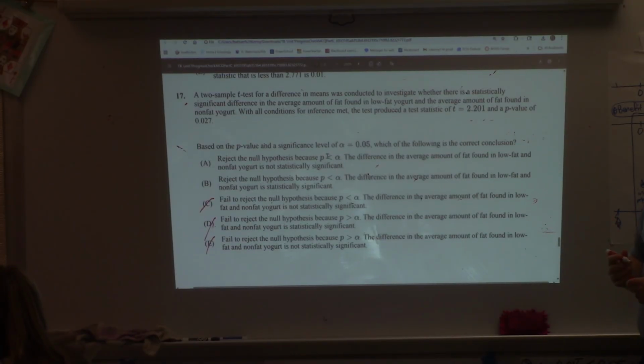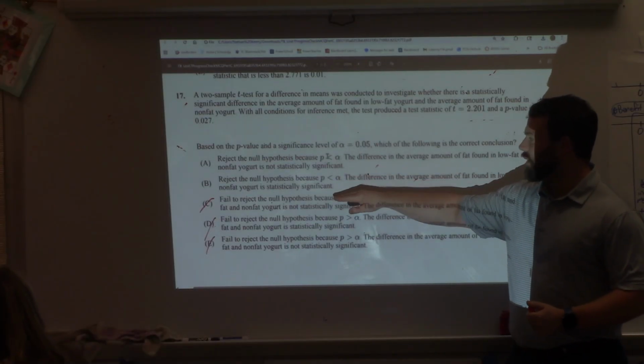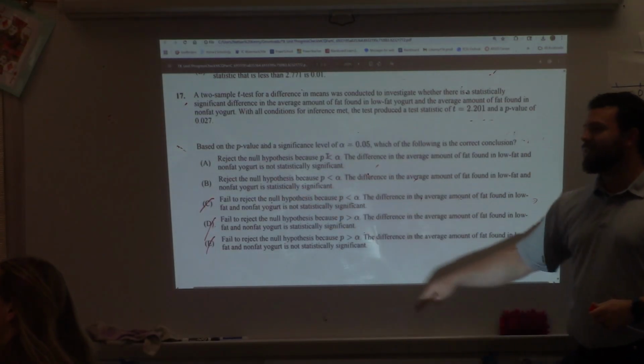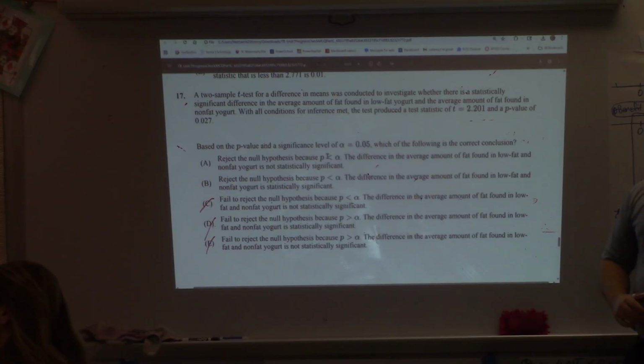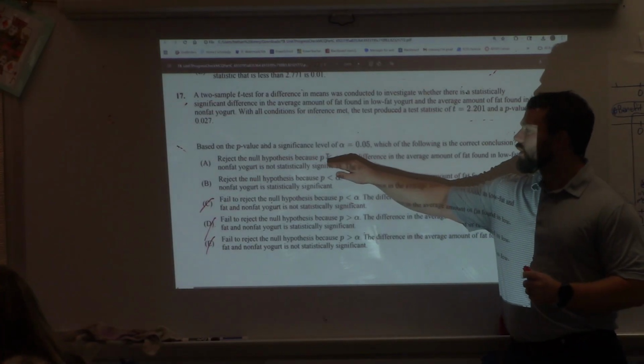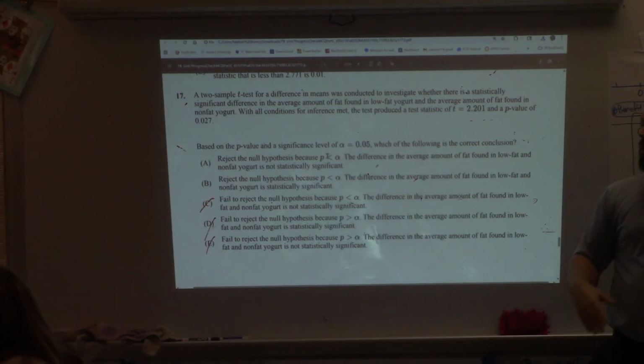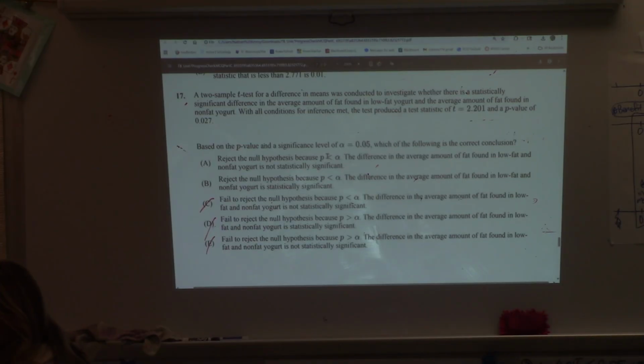We can't miss this. B. Why do we reject? Because the difference is statistically significant. It's statistically significant when there's convincing evidence. When there's not convincing evidence, not statistically significant, that's when you fail to reject the null. We have to know: reject the null, convincing evidence for the alternative. Fail to reject the null, not enough evidence for the alternative.